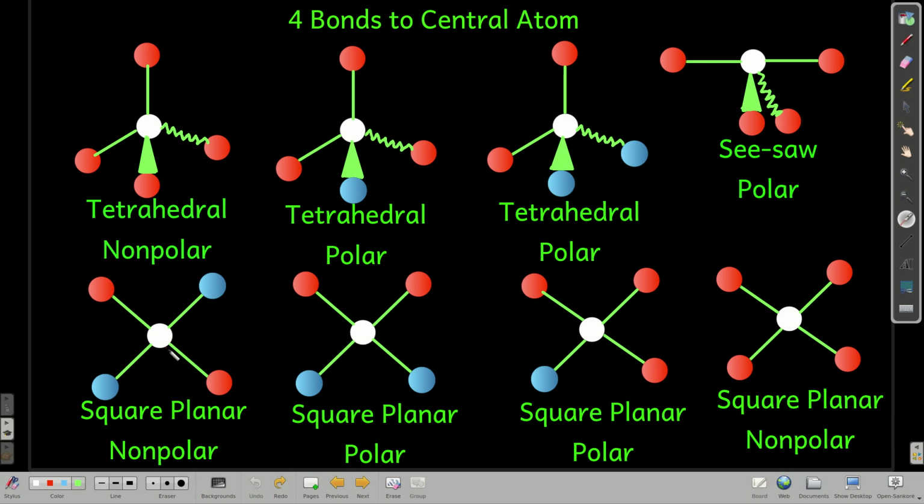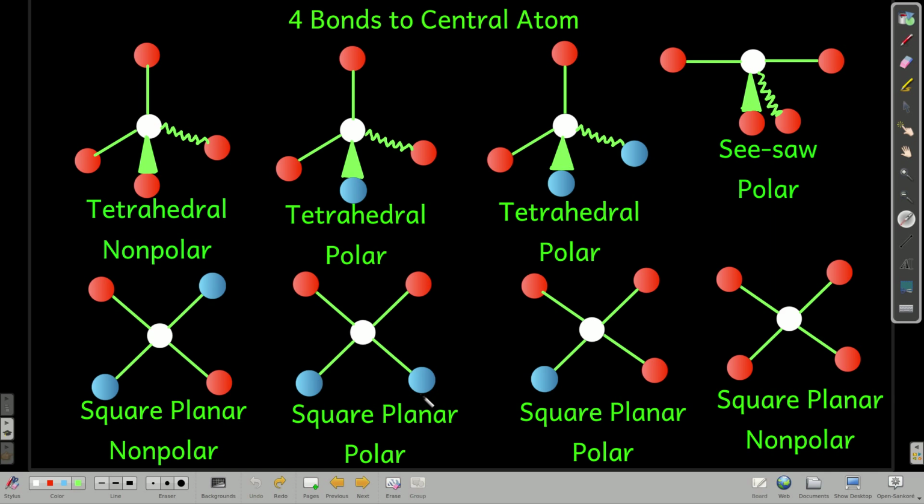This is octahedral electron group geometry. And we have some possibilities here. Let's start out with all the atoms being the same. These are all 90-degree angles, 180. All the poles cancel, it's non-polar. If one of the atoms is different than the others, assuming these are polar bonds, then this will be a polar molecule. The poles don't cancel.